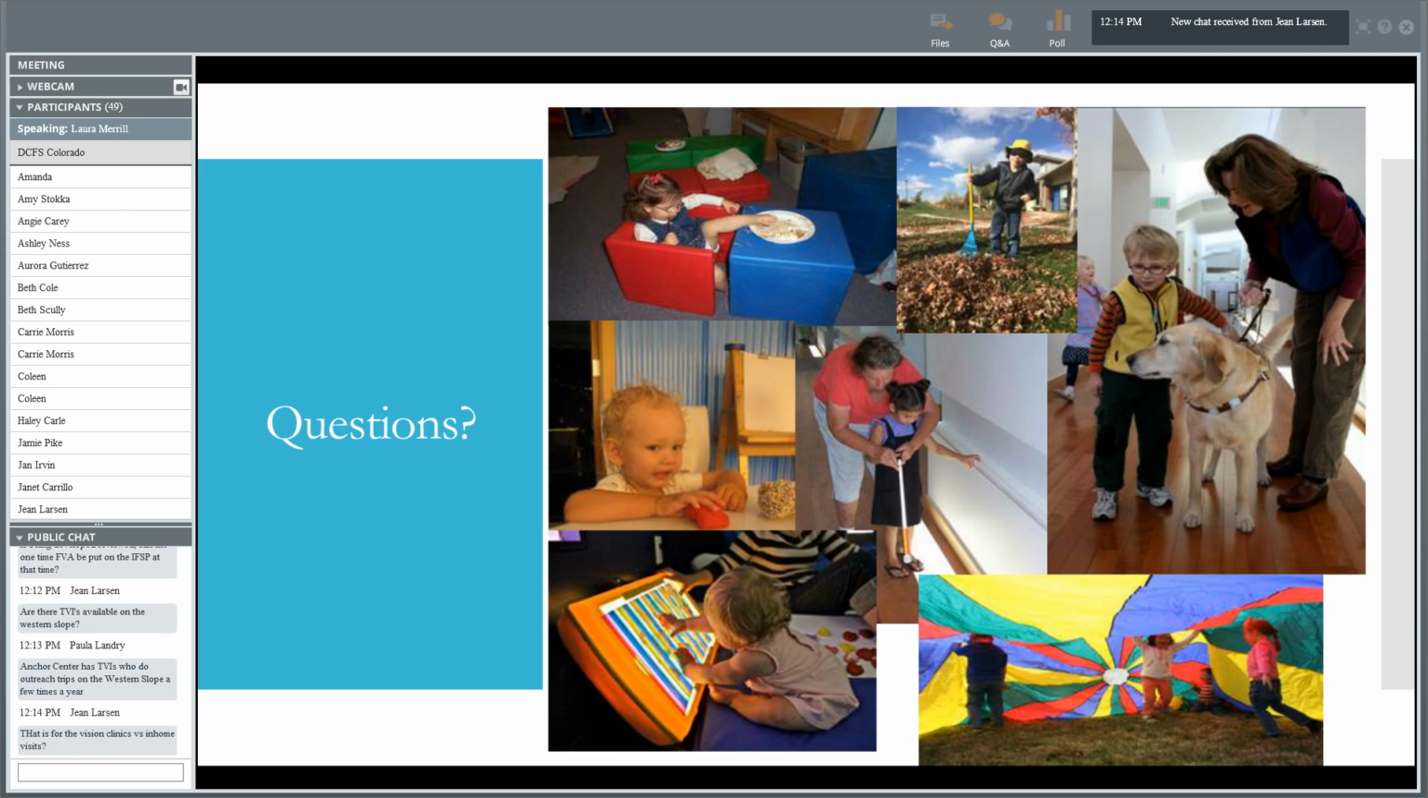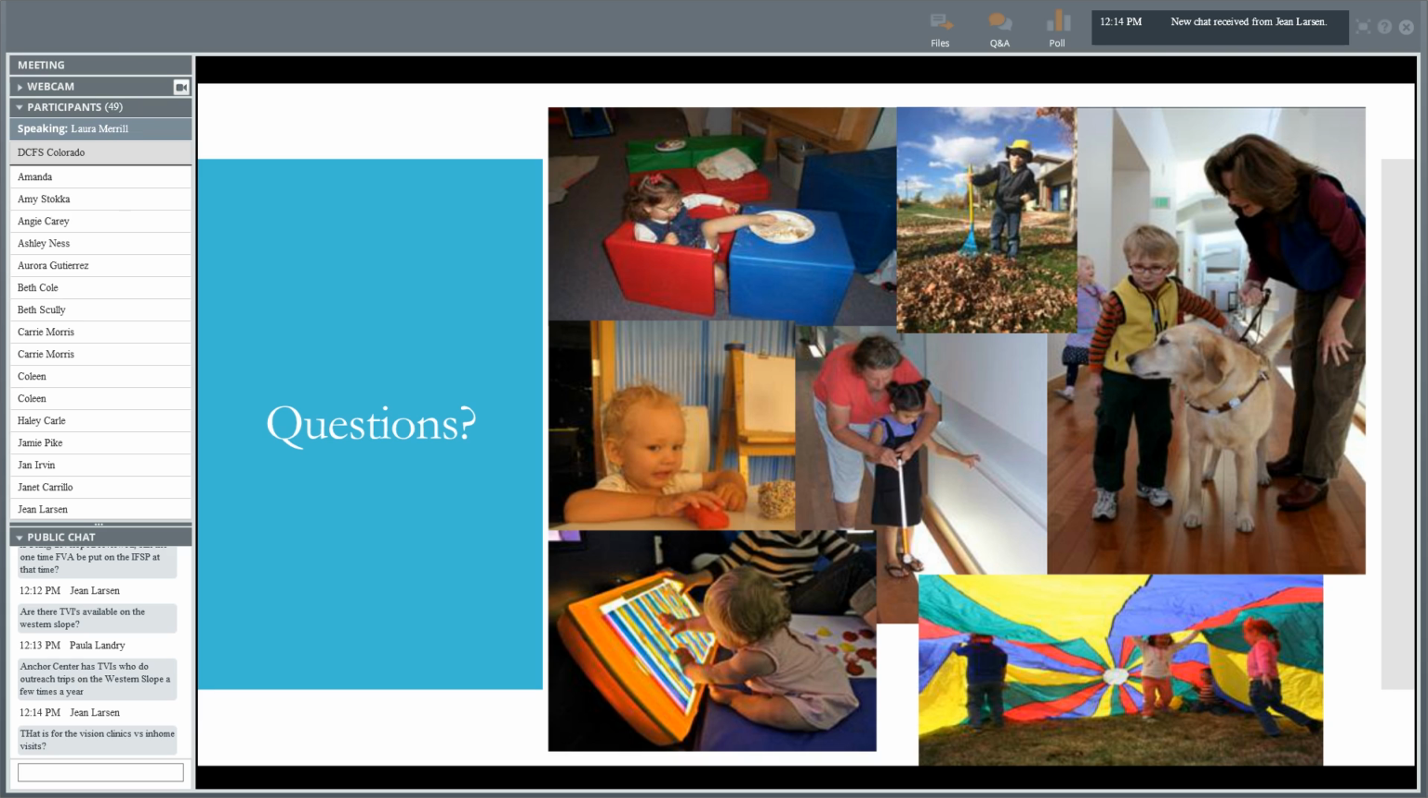The next question we have is, if an ophthalmology exam has already taken place at the time the IFSP is being developed or reviewed, can the functional vision assessment be put on the IFSP at that time? So I'm going to turn this over to you guys, Paula and Kavanch. In this situation, a child comes in, they have had an ophthalmology exam. Would it be appropriate to indicate the need for a functional vision assessment on the IFSP, or would you need to see the exam first? We would like to see the exam first.